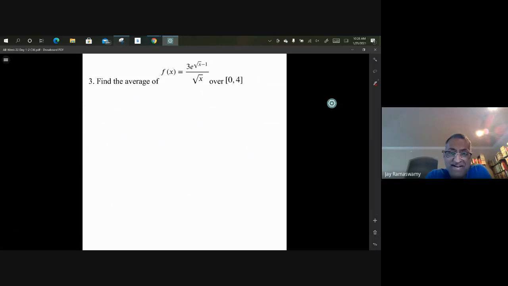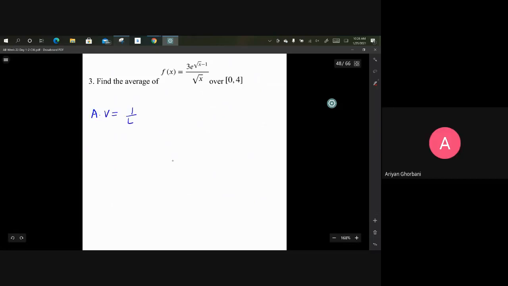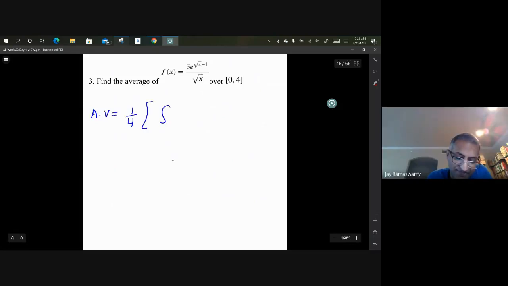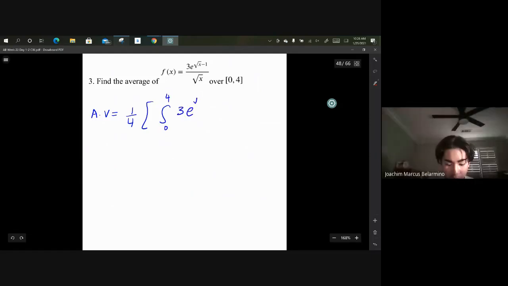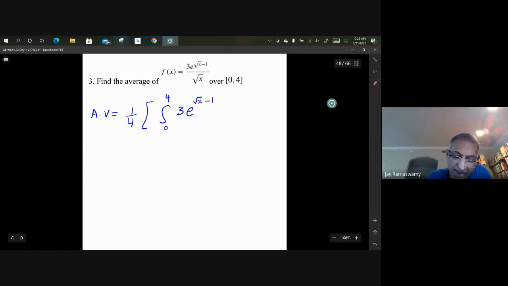It says average. So how do we always do average problems? AV equals 1 over 4 times the integral from 0 to 4 of f of x dx. I'm directly plugging it in. Whoa! Is that now a u-sub problem? Do you see that?